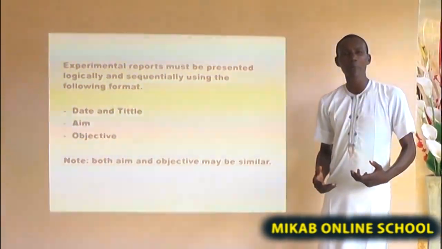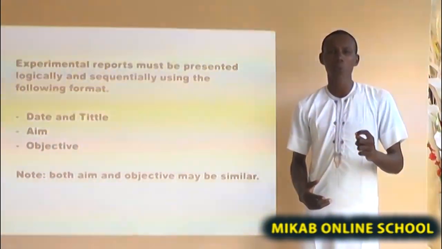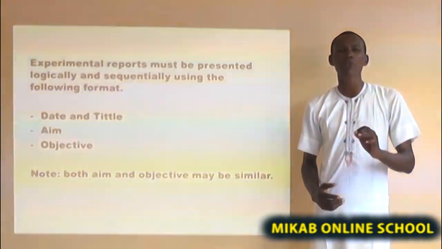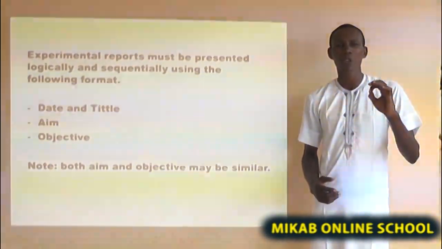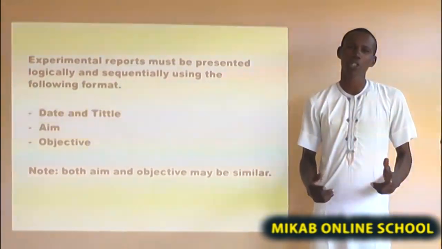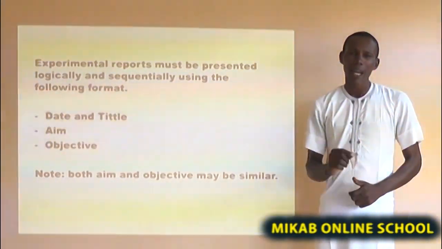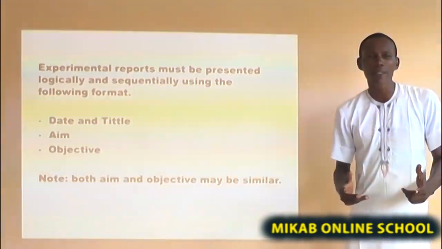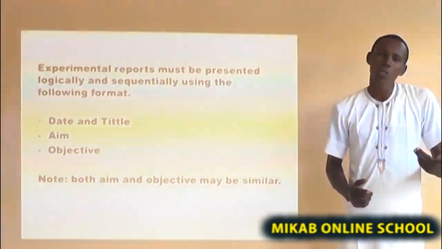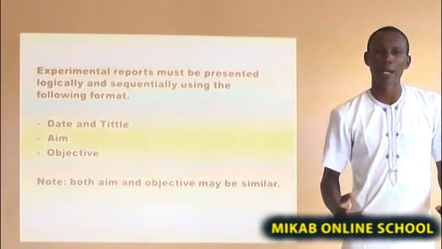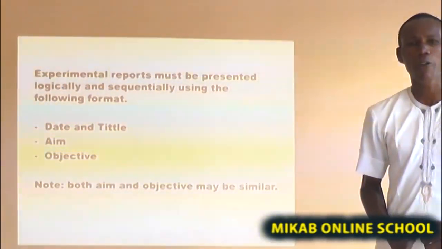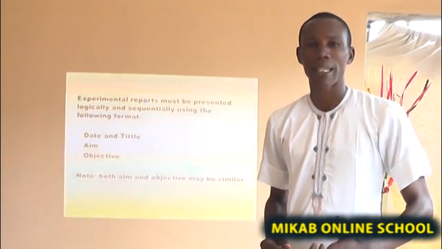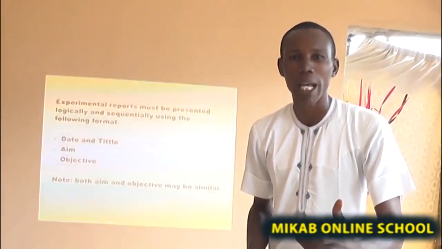Now, in reporting experiments, you have to start with the date. Your date must be carefully written at the top corner of your report sheet. Then after that, you title your experiment. For instance, you want to determine the percentage purity of water. The title of your experiment will be to determine the percentage purity of water.